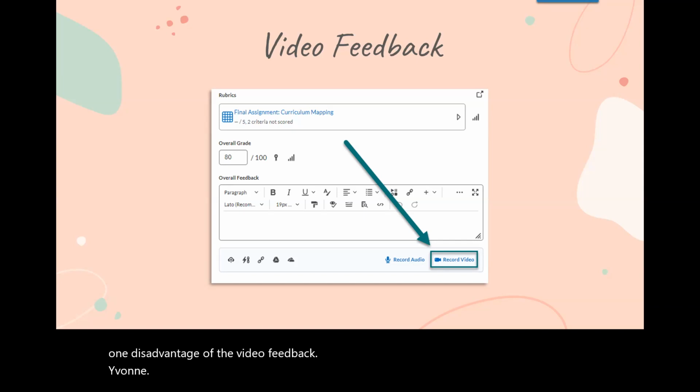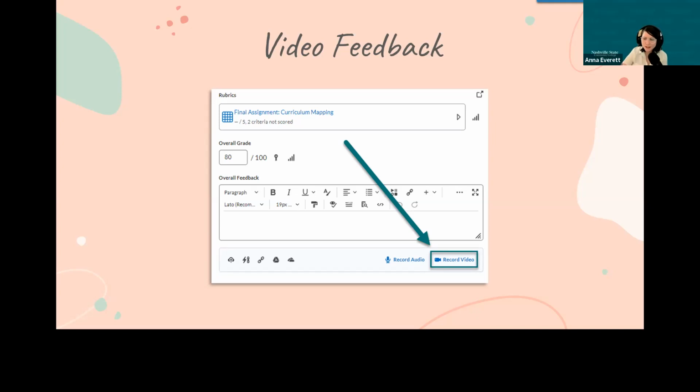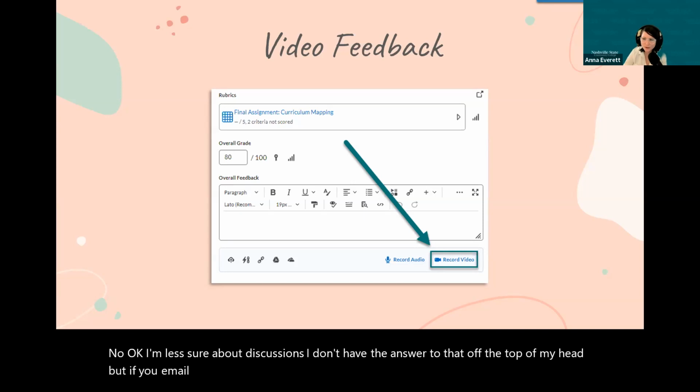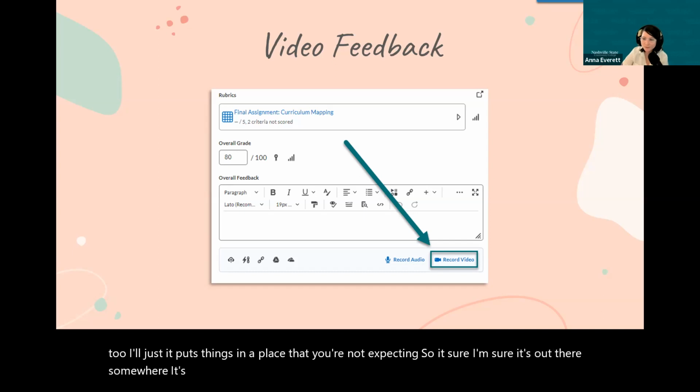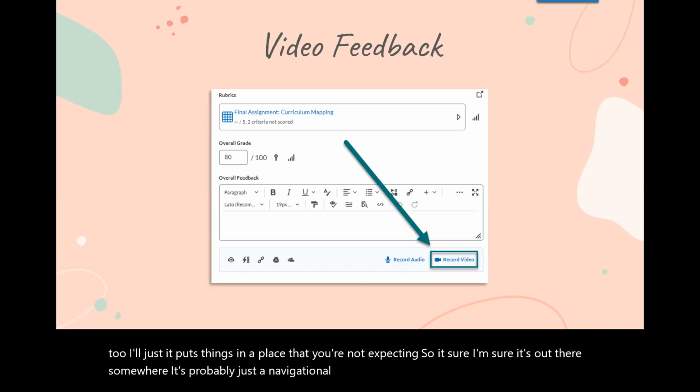Hi, yeah, one time last semester, I recorded audio feedback about a discussion, and no students could find it anywhere. So I felt like that was a complete failure. Oh no, okay. I'm less sure about discussions. I don't have the answer to that off the top of my head. But if you email me later, I'll look into figuring out where that audio feedback goes. Sometimes D2L puts things in a place that you're not expecting. So I'm sure it's out there somewhere. It's probably just a navigational issue. Yeah. Okay, thanks.